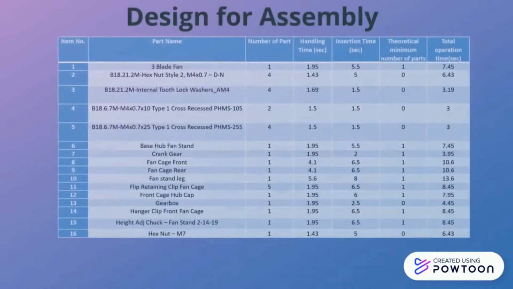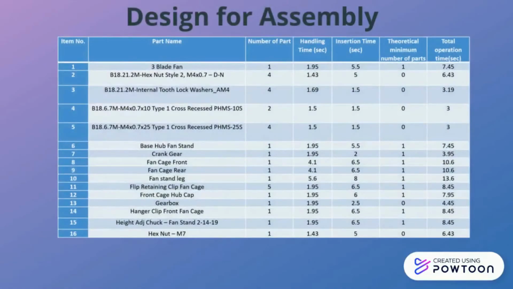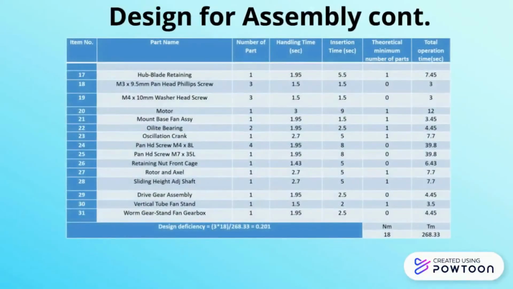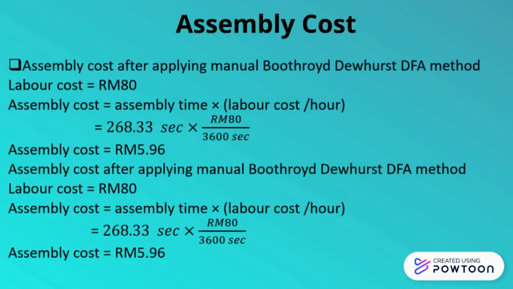The design efficiency values for manipulation time and insertion time from the standard table, as provided by Boothroyd and Dewhurst, are selected on the basis of the handling codes and insertion codes. As you can see, the design efficiency of the product is 0.201. This is the calculation for assembly cost after applying the manual Boothroyd Dewhurst DFA method.